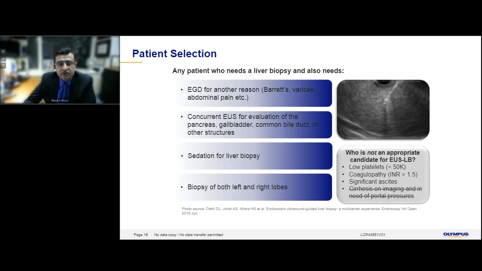And again, the strikeout here: patients have cirrhosis on imaging, and if they need portal pressure measurements, now we're able to do that with the EUS-guided portal pressure measurement kit in conjunction with the EUS-LB. So that no longer is a requirement for sending them to IR.